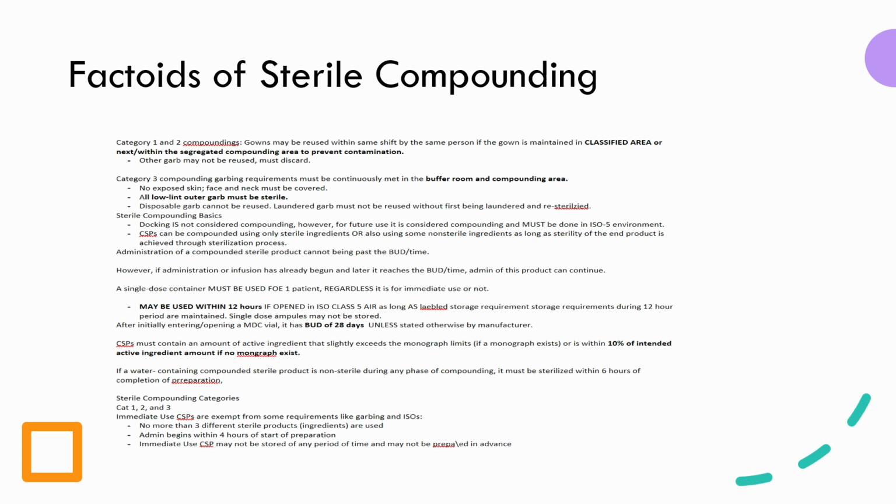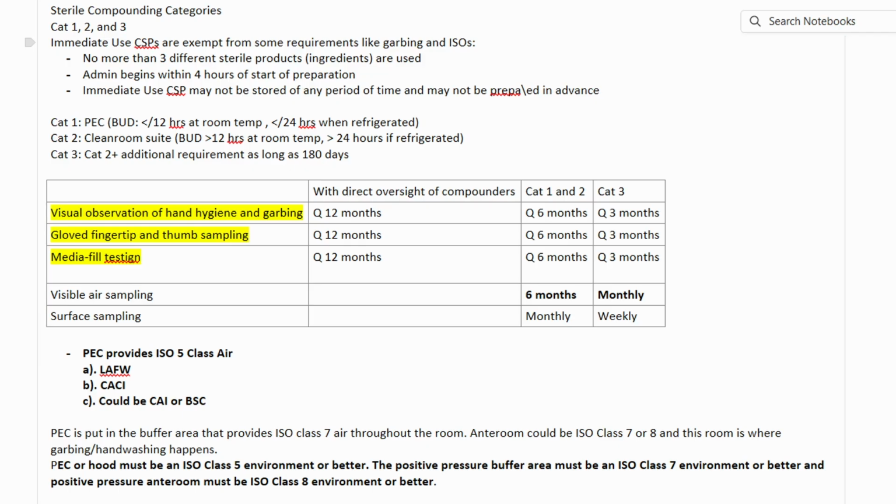CSPs must contain an amount of active ingredient that slightly exceeds the monograph limits, if a monograph exists, or within 10% of the intended active ingredient amount if no monograph exists. And at the bottom it just explains some of the sterile compounded categories. Okay.